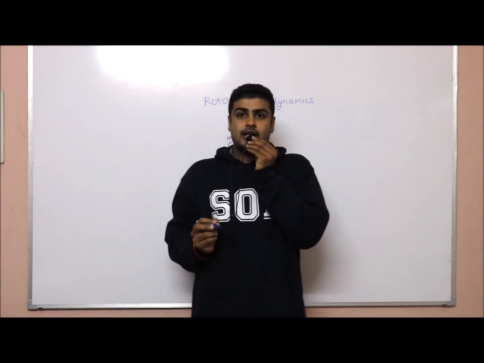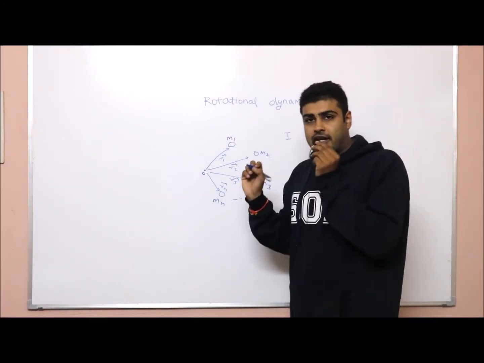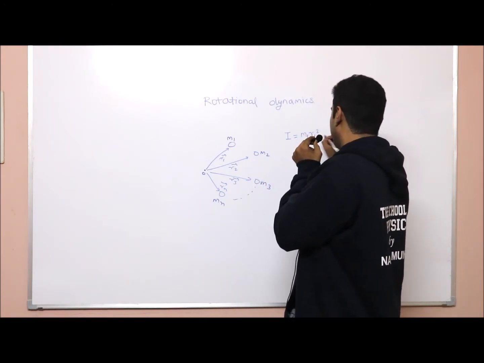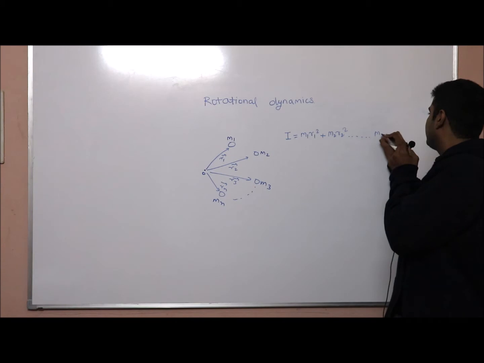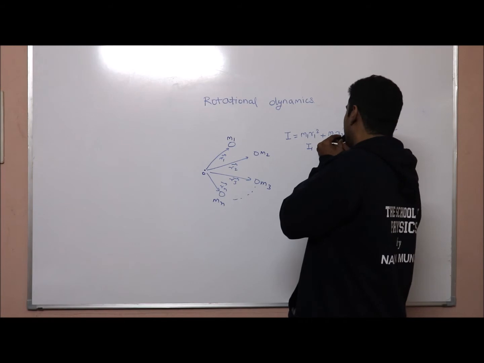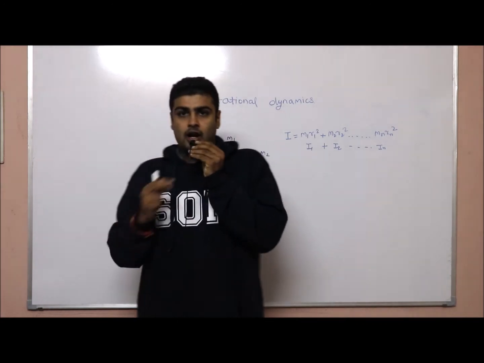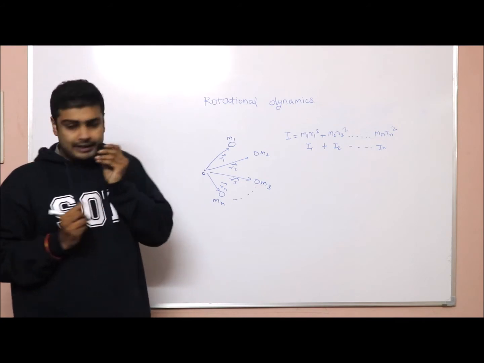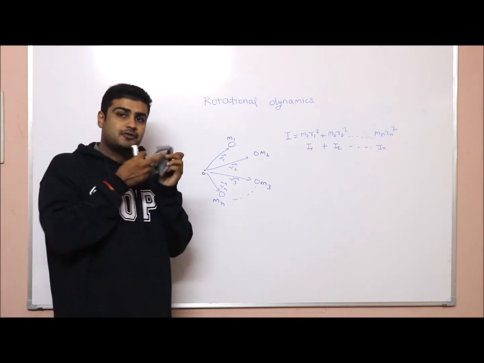So the moment of inertia in this case will be very simply written as I, which is a scalar quantity, is m1 r1 square plus m2 r2 square till mn rn square. So it will be the summation of all the individual moments of inertia, I1 plus I2 till In. It is the total moment of inertia of this system of particles. Now I'll tell you some very basic moments of inertia. Questions come directly on these formulas.